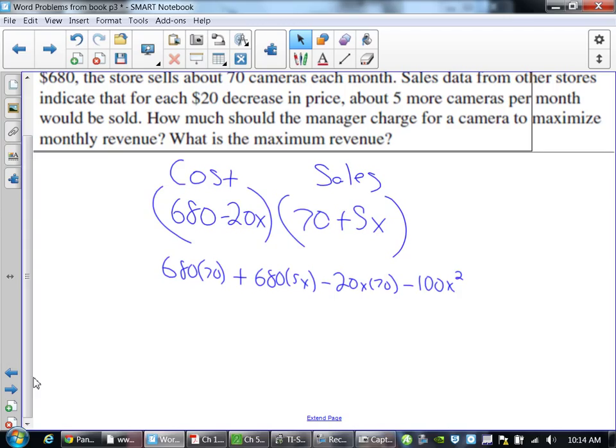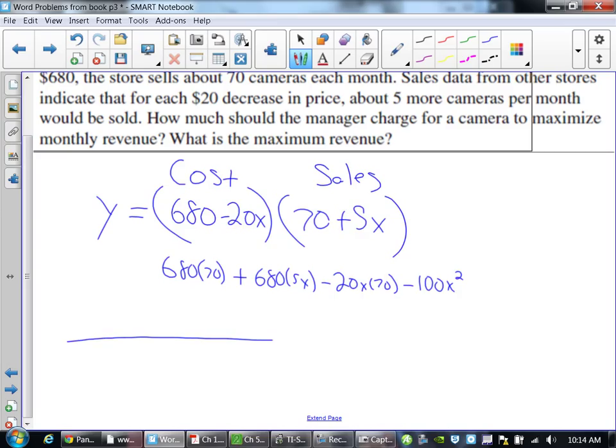Is there another way to do this problem? In this case, this is a nice one that sets you up in intercept form. You can find your intercepts. The answer is so sweet. 680 divided by 20, when we set it equal to 0 and solve, you get positive 34. 70 divided by negative 5 would be negative 14.